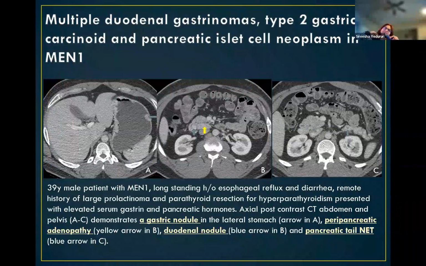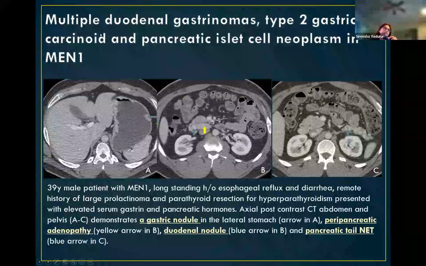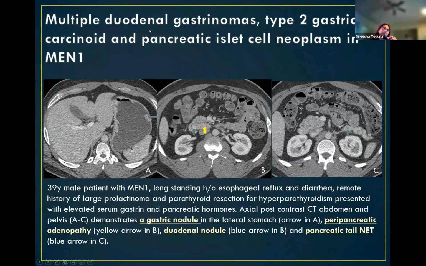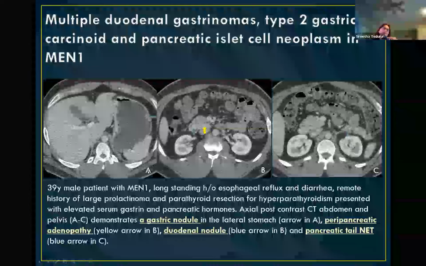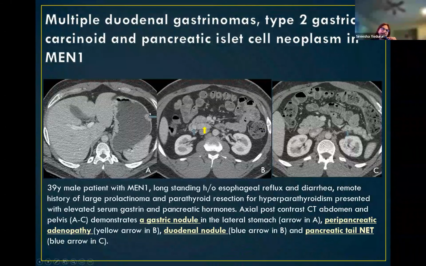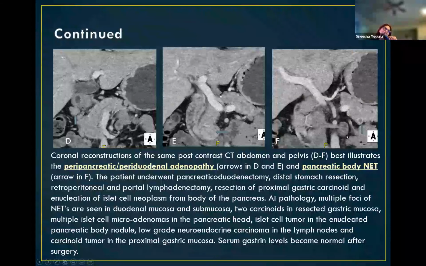So this is a patient with gastrinomas. This patient has multiple duodenal gastrinomas, and the type 2 gastric carcinoid that I was talking about in patients with elevated gastrin levels, and then a pancreatic islet cell neoplasm. So this is a gastric tumor, the duodenal nodule here, and the patient has nodes, and the pancreas also shows some small new lesions. Again, the same findings here. This is a big, large node.